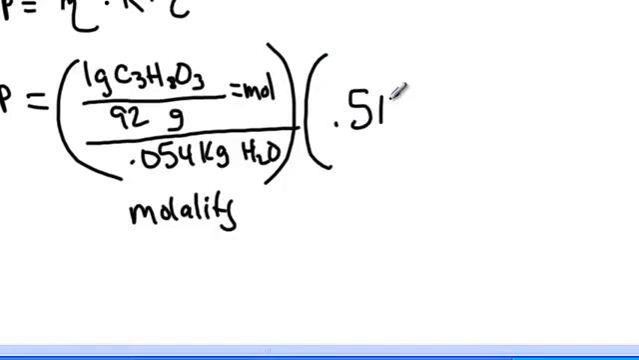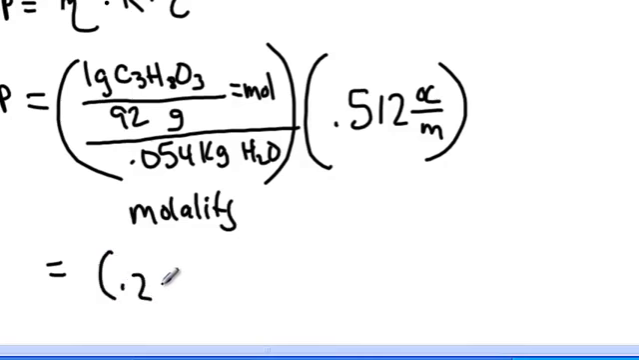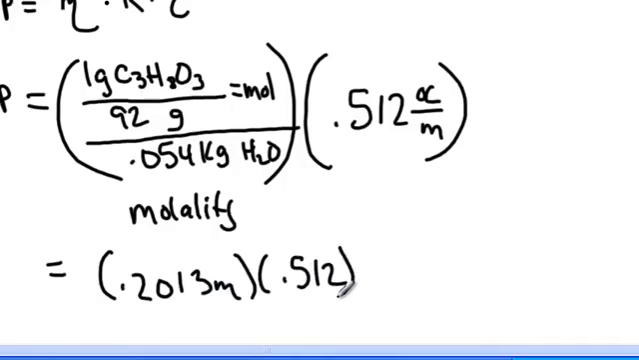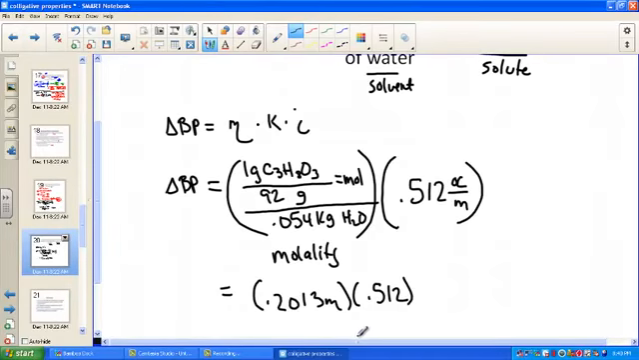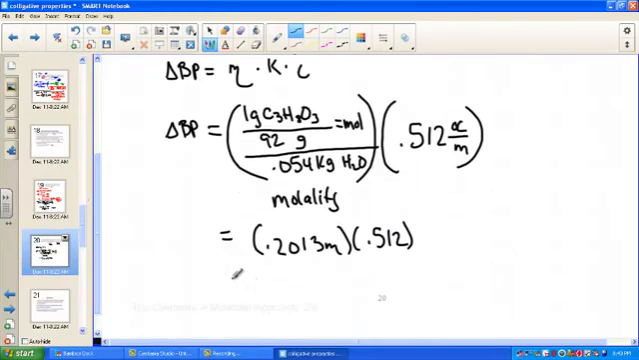I can multiply that by the boiling point elevation constant of water, 0.512 degrees Celsius per molal unit. 1 divided by 92 divided by 0.054. My molality simplified to 0.201, I'll just keep it like that, times 0.512. And now when I hit that, I found 0.103 in my final answer.